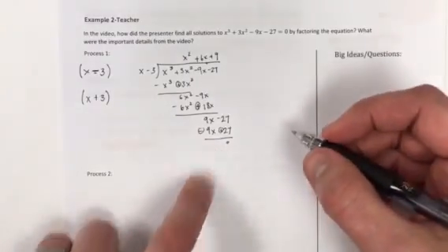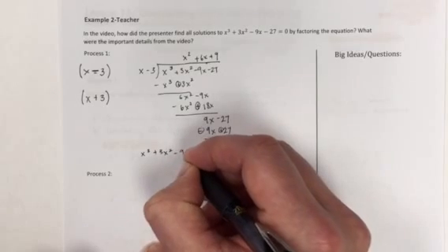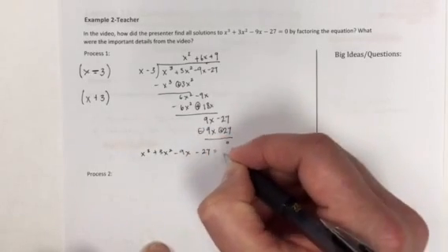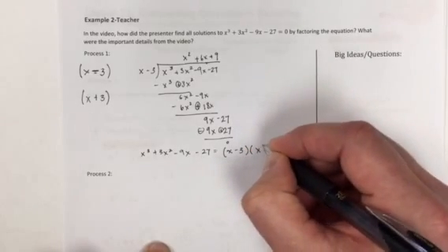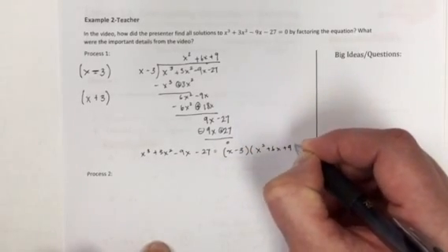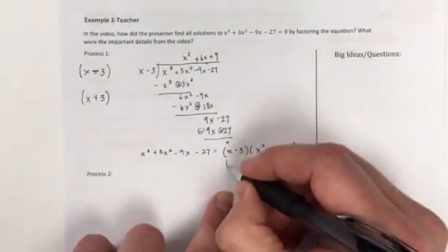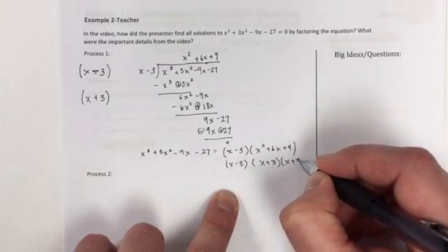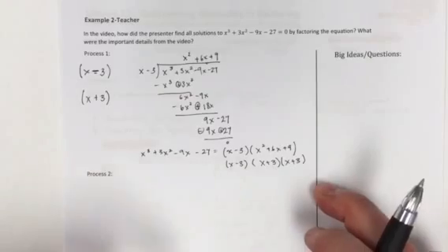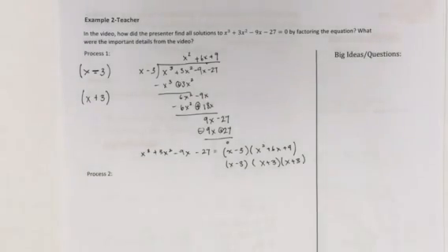So right now I know that x cubed plus 3x squared minus 9x minus 27 must equal, in factored form, x minus 3 times x squared plus 6x plus 9. But I know I can continue factoring this, so I get x minus 3 times the quantity x plus 3 times x plus 3. And so now you have the factored form. You set them equal to 0, and you can use the zero product property. But there is a different process to be able to do this.